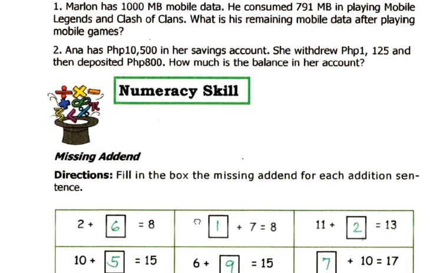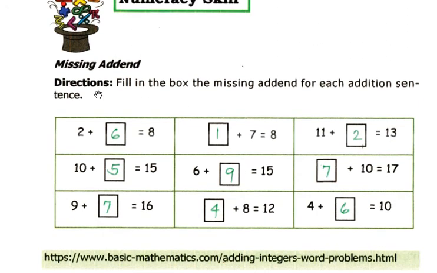We move on to the numeracy skill. Direction. Fill in the box the missing addend for each addition sentence. So 2 plus blank equals 8. That is 6. Is added to 2 to make it 8. Then 10 plus blank equals 15. Answer is 5. 9 plus blank equals 16. So we can do the reverse actually. 16 minus 9, that's 7.